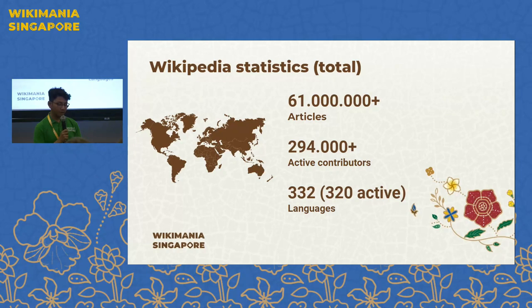So from the statistics, Wikipedia, as one project of the Wikimedia Foundation, has more than 61 million articles in many languages, about 332 languages and 320 active languages, and there are about 294,000 active contributors around the world.